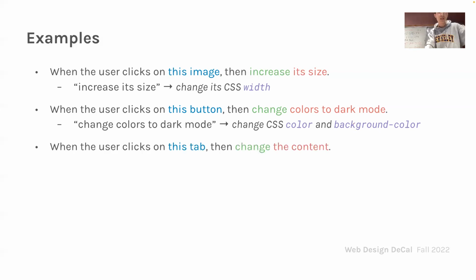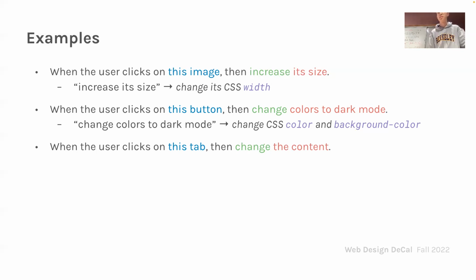One more, this one might need a hint. When the user clicks on a certain tab, then change the content displayed. So let's say we have a block of text, right? There's 2 tabs, and whichever one is active will determine what text is shown. Do we have any guesses what we can do here?